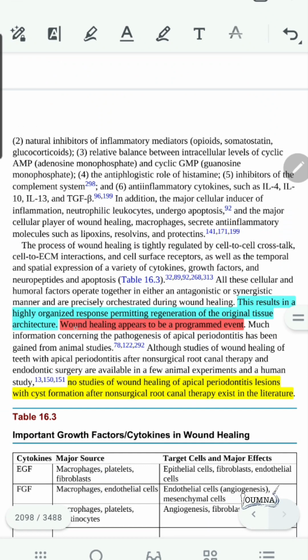And it is actually a really sophisticated process, and it appears to be a programmed event, which means that every cell knows when to come, where to come, when to stop, how to go, and there is a communication and a connection between the receptors, the cytokines, the signals, the nervous system, the immune system, and the building mechanism of the cells that are responsible for that. So it is actually a highly sophisticated process.